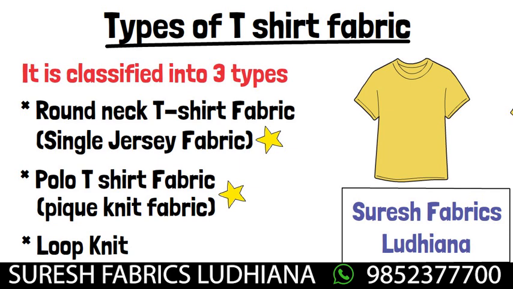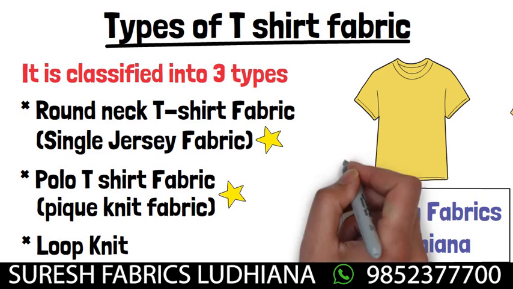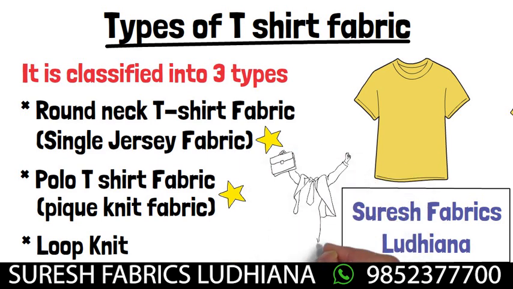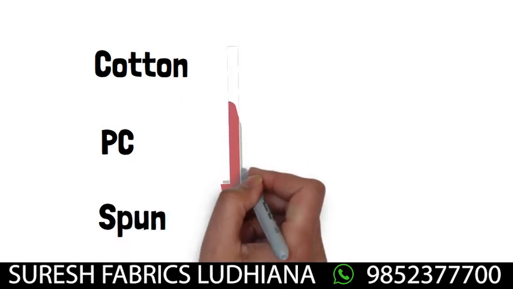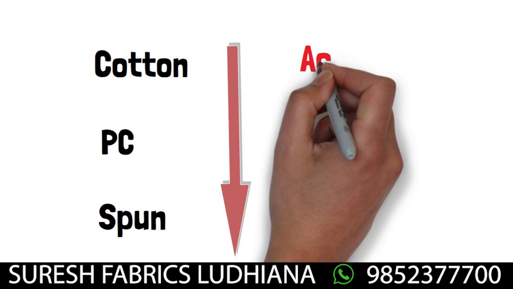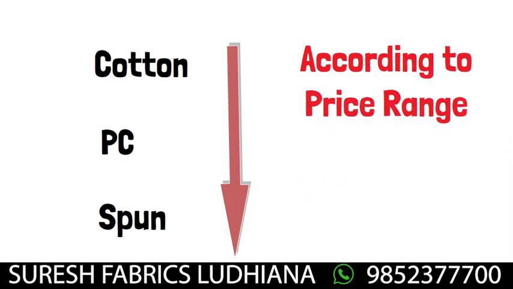To summarize, for a startup you can look into these three different types of t-shirt fabrics. The highest range is obviously cotton. Then the middle range is PC. PC gives a good feel to the fabric, and you can consider it if pricing is a concern. If you want the low range fabric, then look toward spun.